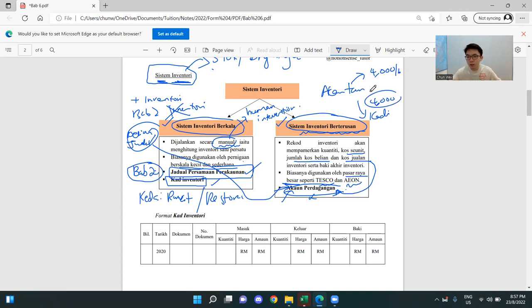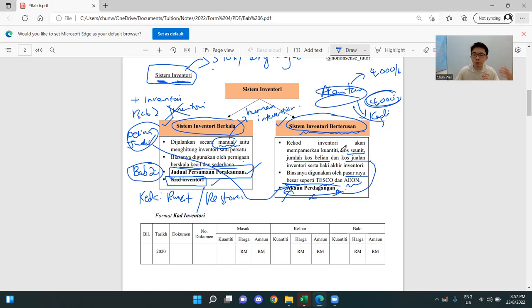Of course not lah, because the pakcik himself doesn't know how to buat jadual persamaan perakaunan. And of course, they won't pay 4,000 ringgit to hire you to go and do their thing, because 4,000 ringgit is like a lot to them already lah, like for this kedai runcit.